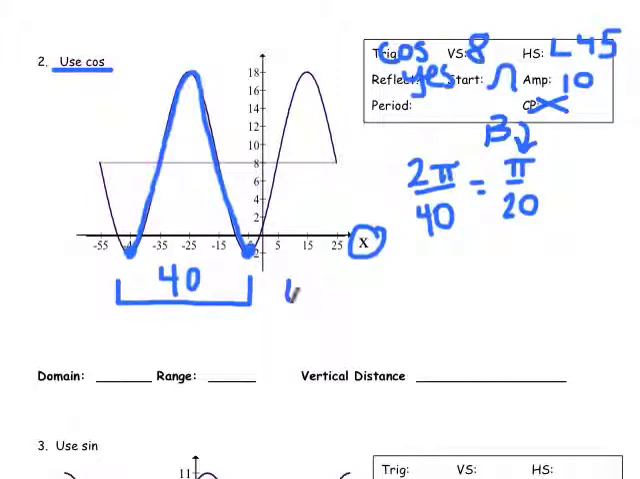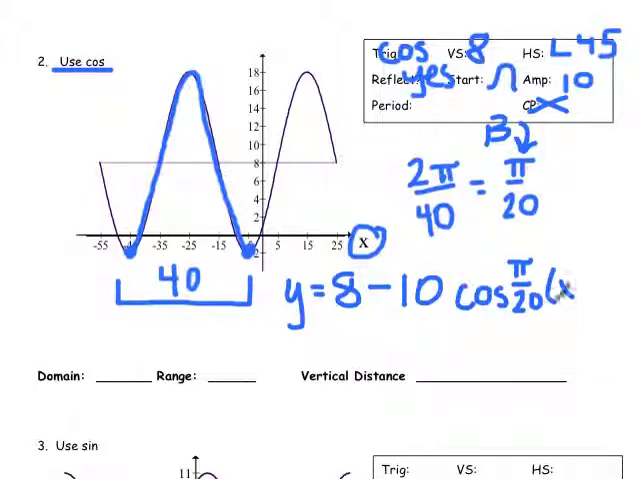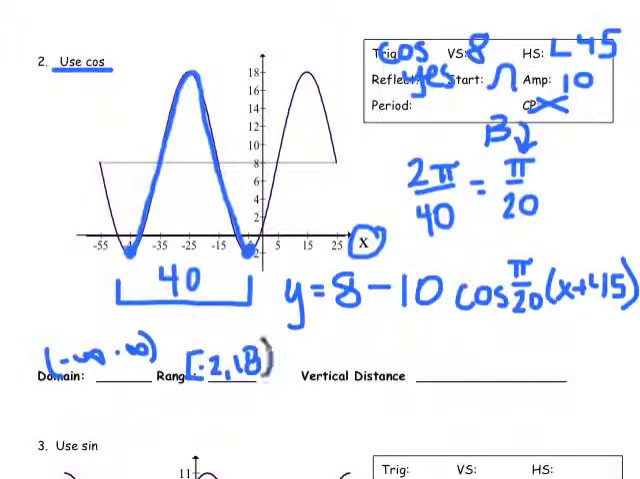All right, so we have y equals vertical shift is positive 8. I do reflect. Amplitude is 10. Cosine, pi over 20. X plus 45. Okay, my domain is all reals. Range is negative 2 to 18. Oops, that's a bracket. And if I double the amplitude, I get 20 for my vertical distance.